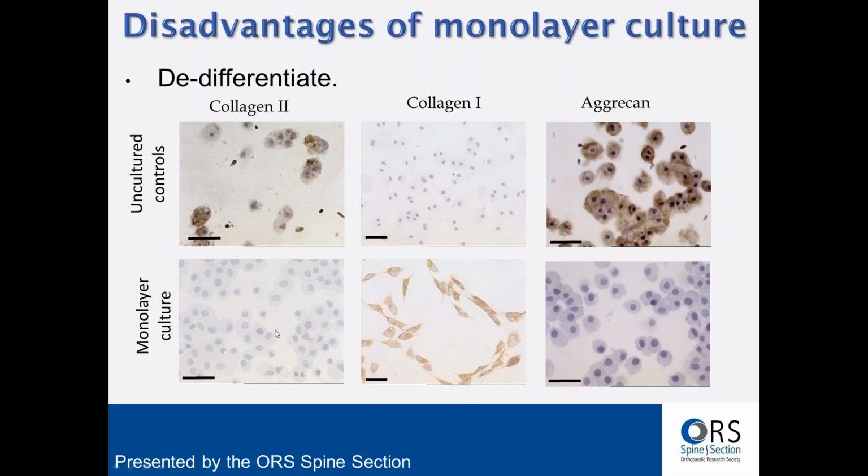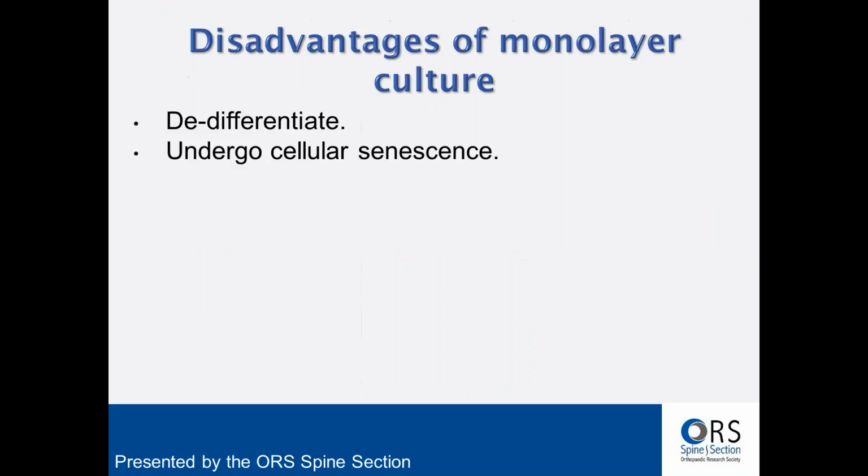However, following culture within monolayer, you can see we lose the collagen type 2, and we lose aggrecan, and we gain collagen type 1 expression, which is not what we want to do if we want to look at what effects cells could have in vivo, because this does not mimic the in vivo situation. The other disadvantage of monolayer culture is that the cells can undergo cellular senescence.